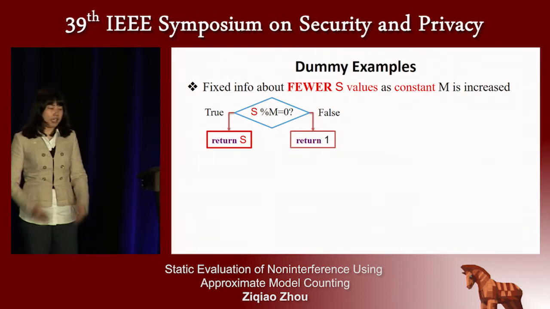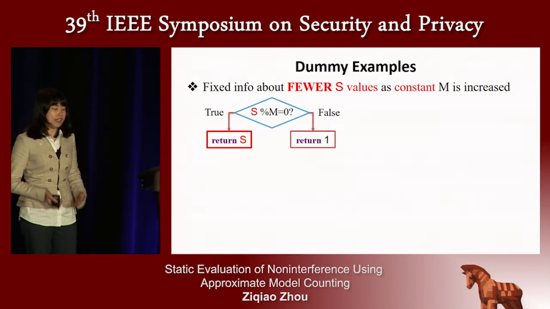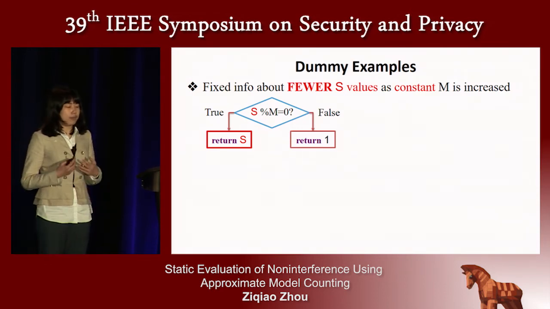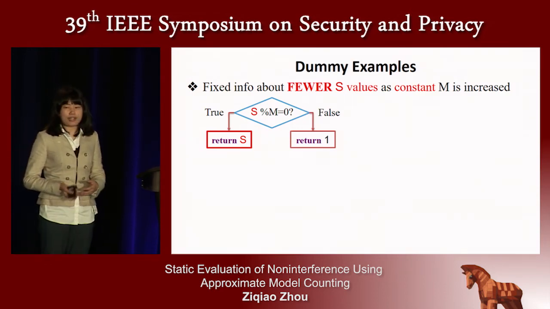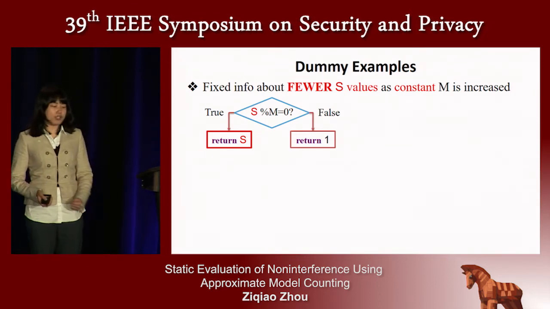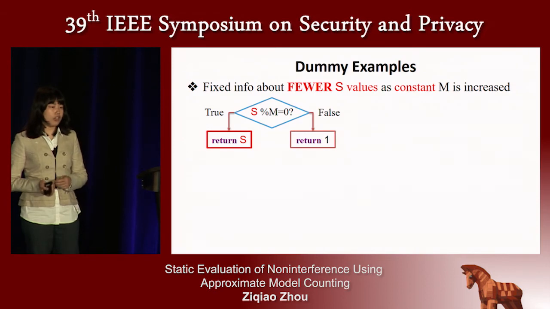And to provide you a more intuitive idea about how we could use our quantified interference to depict the information linkage, I will present dummy examples here. So for these procedures, it will directly return the secret value if the secret is divisible by a constant value m.